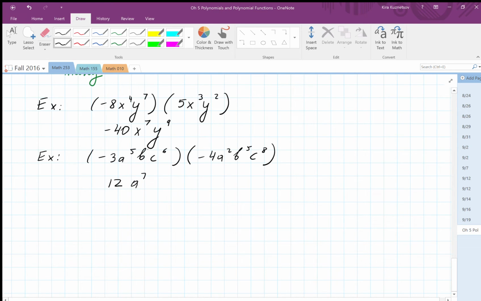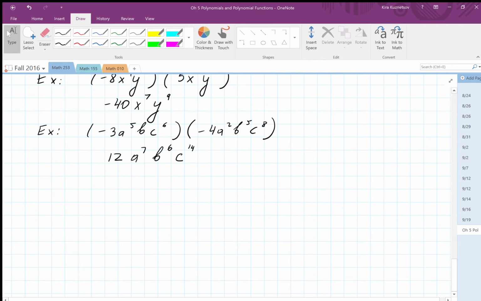B to the power of 1 and b to the power of 5, you multiply those together, you are adding the exponents. And then as far as c's are concerned, you have c to the power of 6 times c to the power of 8. 6 plus 8 is 14. So there's your final answer in that particular example. Let's move on.